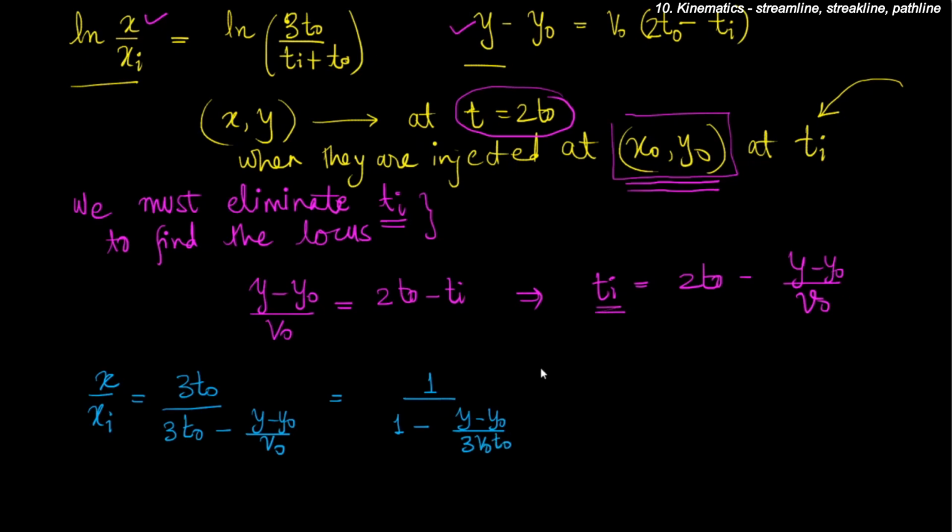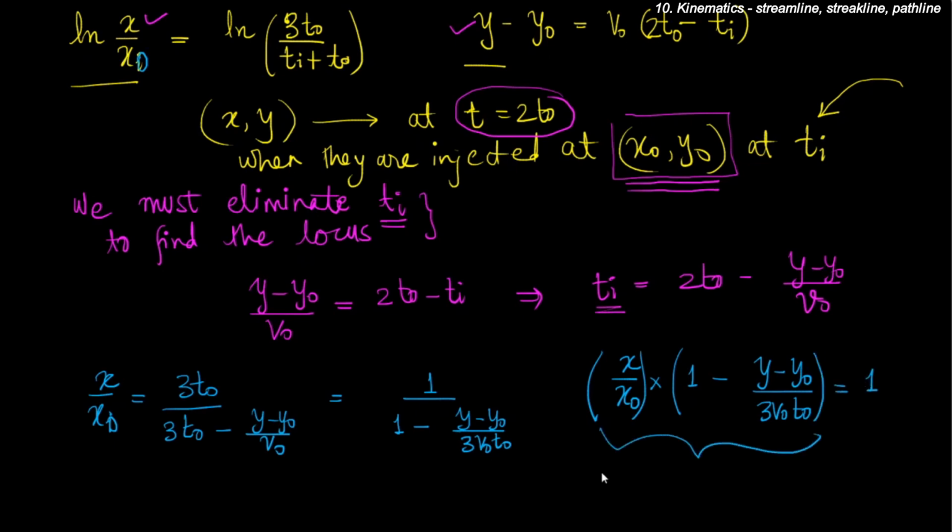Also, this should be x naught, it should not be xi. I have written it as x initial, but it is actually x naught. So x upon x naught multiplied by 1 minus y minus y naught upon 3 v naught t naught is equal to 1, which is the equation of this streak line.